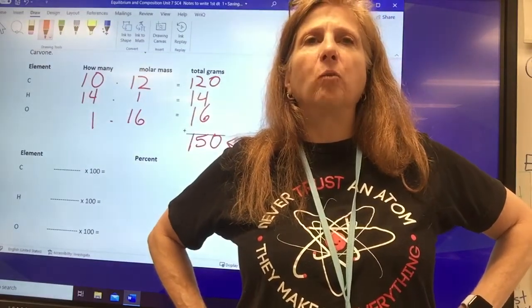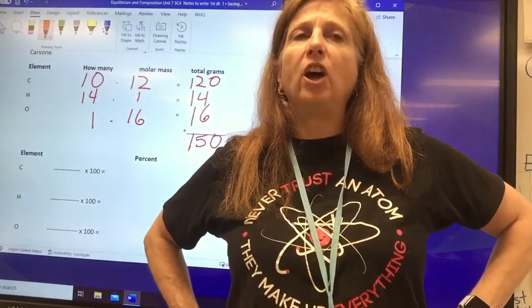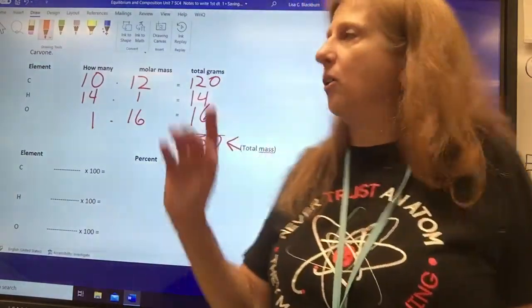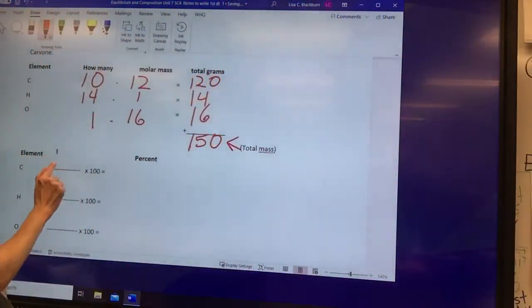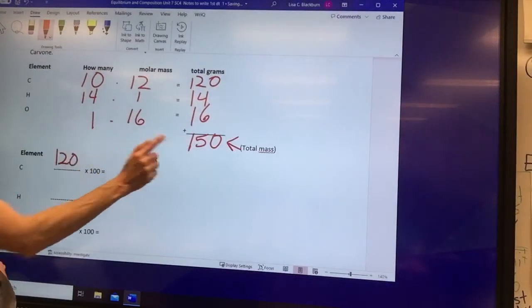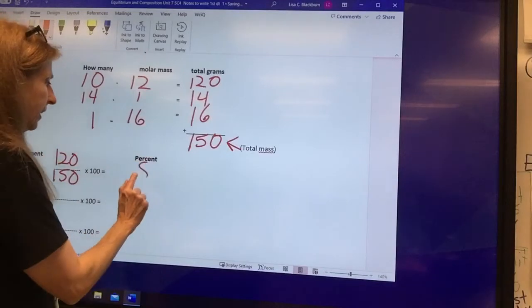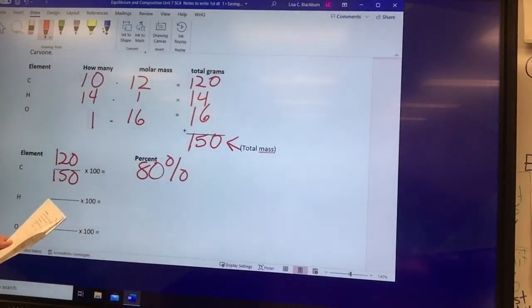You take what you want the percent of, divide it by the total times 100, right? That's how we did our percent last week. Okay, so for our carbon, we have 120 grams. The total is 150, times 100 is 80%. So our chemical right there is 80% carbon.